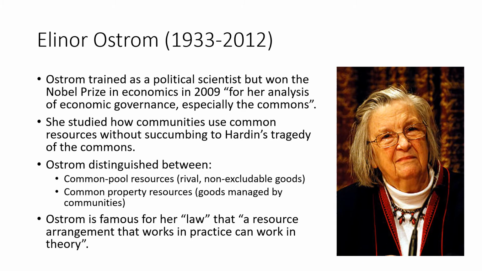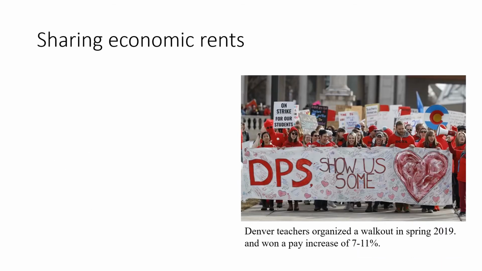Ostrom is famous for her law that a resource arrangement that works in practice can work in theory. Also, one of the most important pieces of information that I can provide about Elinor Ostrom is that she is one of the two female Nobel Prize laureates in economics. After that, in 2019, Duflo won the Nobel Prize in Economics. We can also talk about sharing economic rents in that regard.